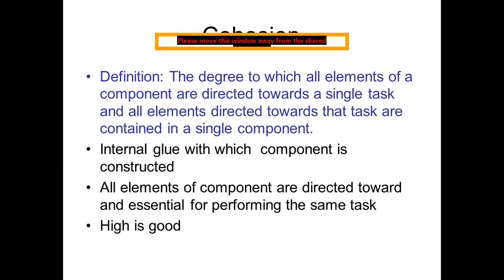So it is the internal glue with which a component is constructed. All elements of a component are directed toward and essential for performing the same task. High is good. So whenever the strength is high, then we will tell the design is good. A module consists of various components and a component consists of various elements. So how the elements are interconnected, how they are connected to each other. If all elements are performing the same task, then this indicates the cohesion.